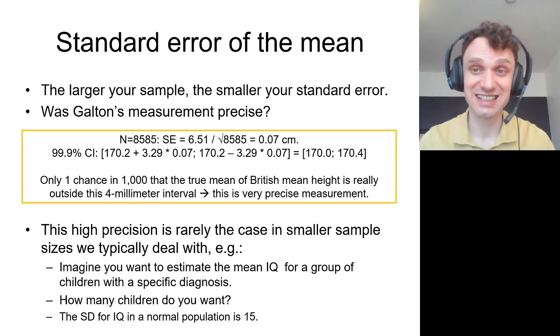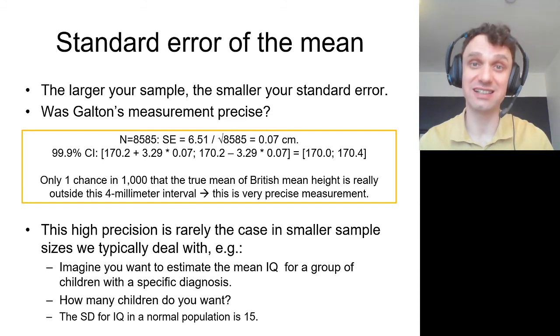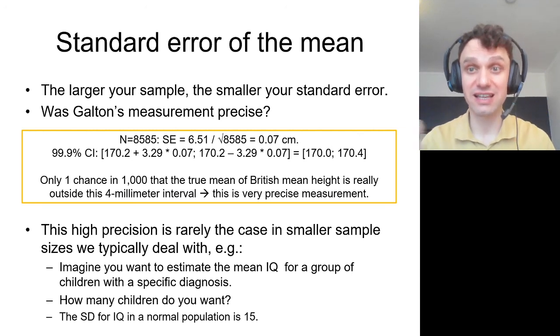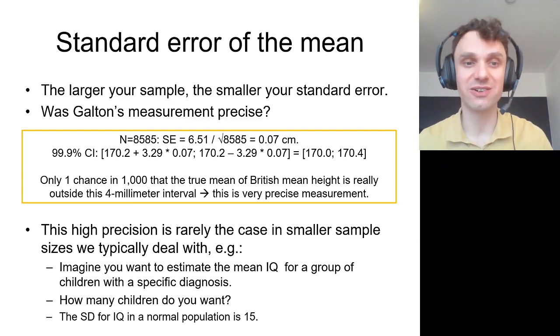So here we took a look at the standard error of the mean, but basically every statistic that you calculate in a sample has a standard error. If you calculate a correlation, it has a standard error. If you calculate a difference between two groups, it has a standard error, and this is used to judge whether the result is significant or not.